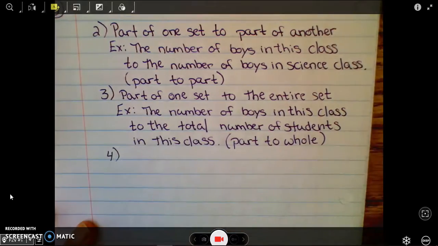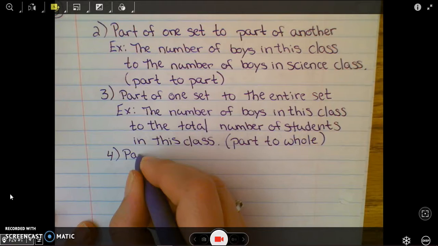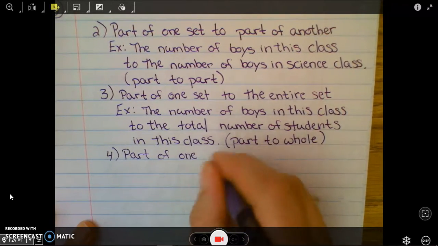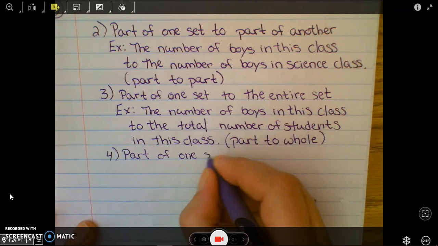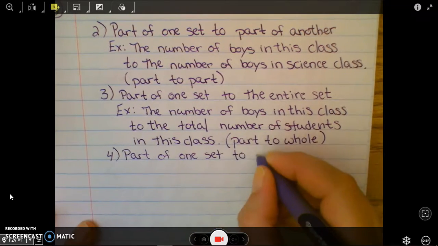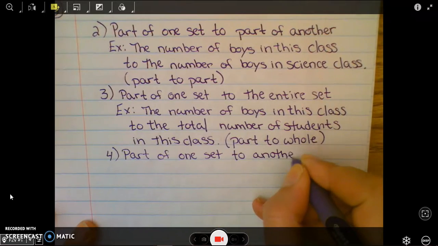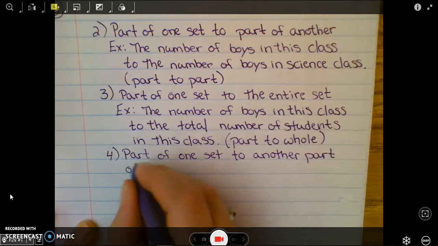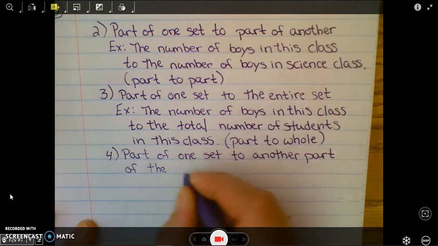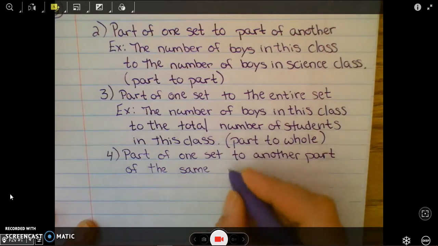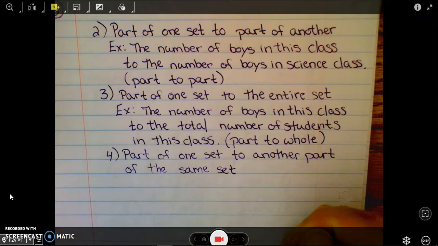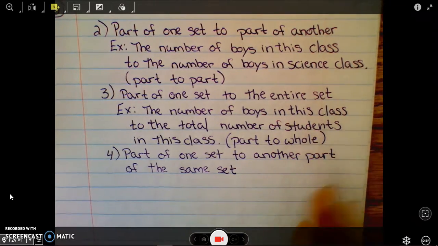The fourth comparison that a ratio can create would be part of one set to another part of the same set. So now I'm comparing two different kind of subgroups or subsets within a set.